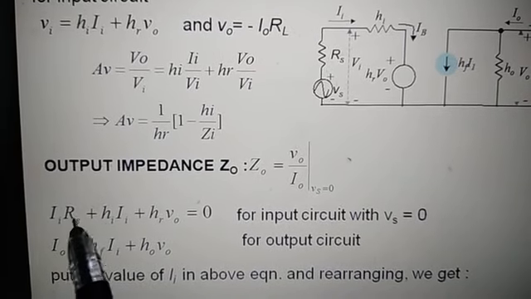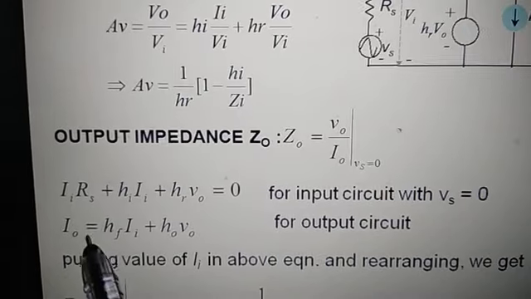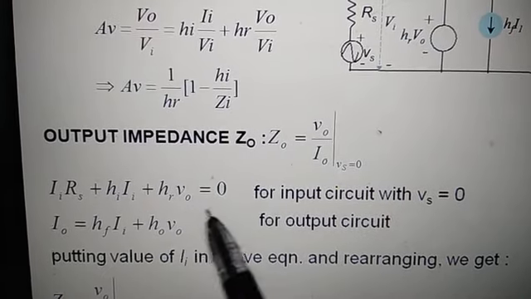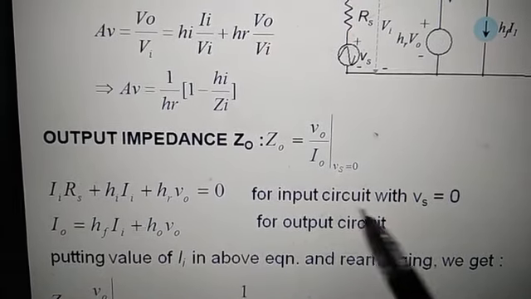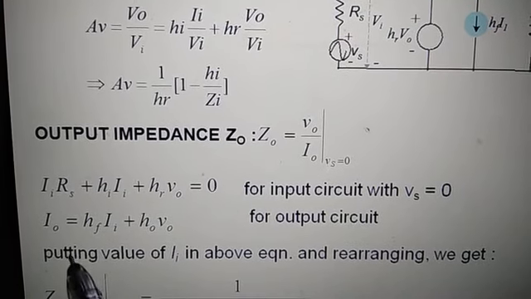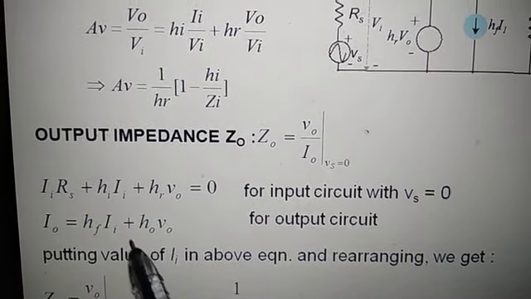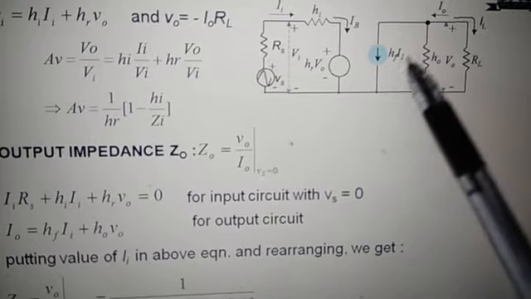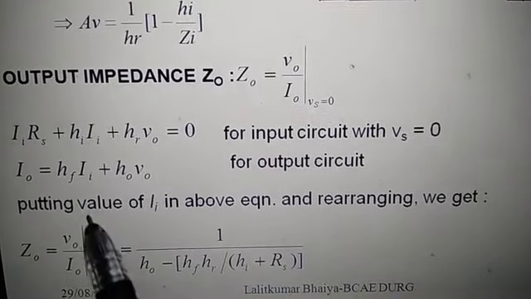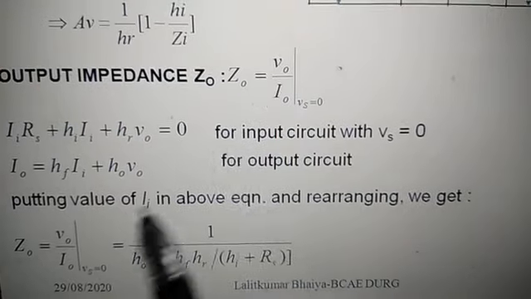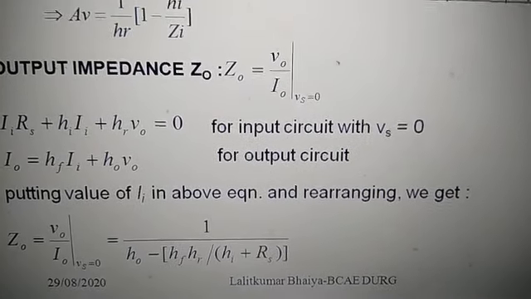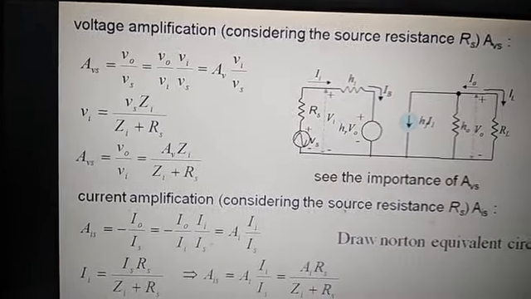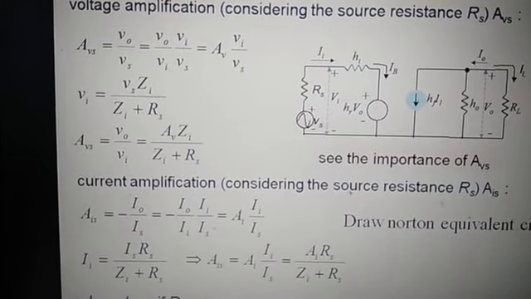We write the equation for the input circuit: Vs is 0, that is Is into Rs plus Hi into Ii plus Hr into V0 is equal to 0. And for the output circuit, I0 is equal to Hf into Ii plus H0 into V0. Putting this value in the equation for Z0, we get V0 upon I0, and finally we get the output impedance.